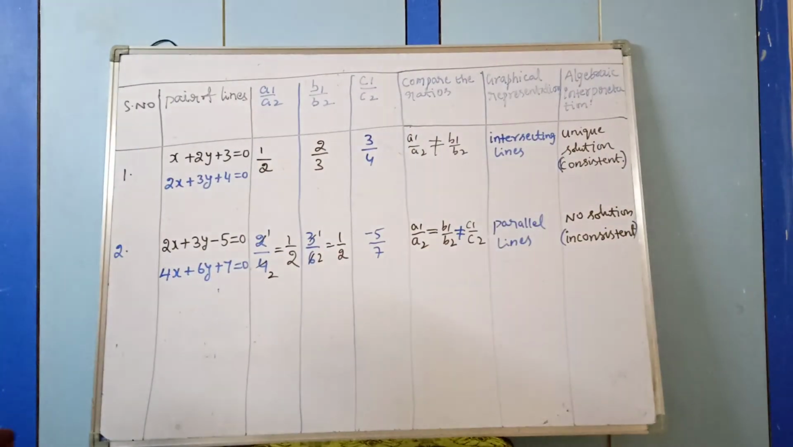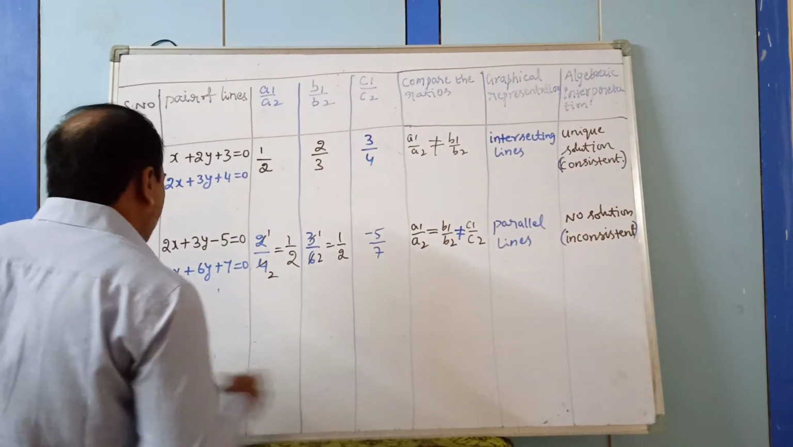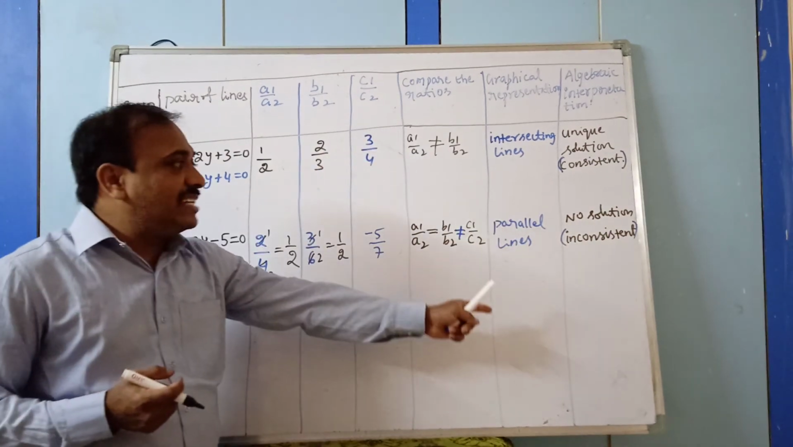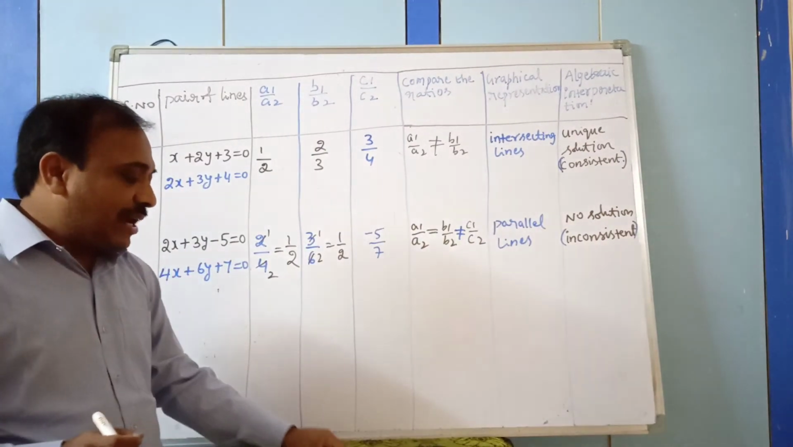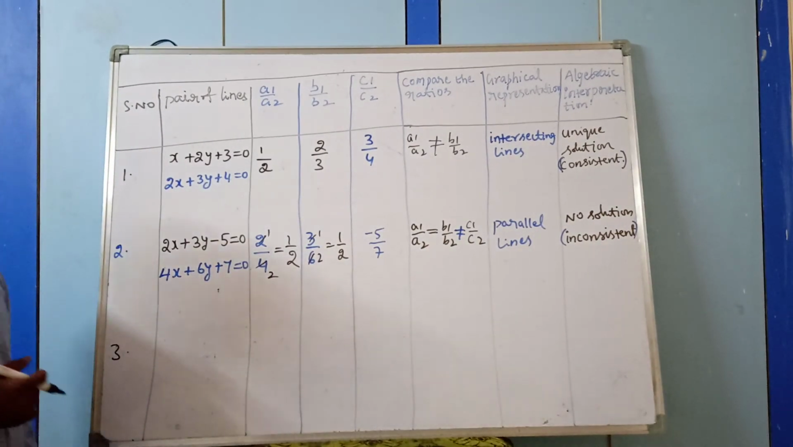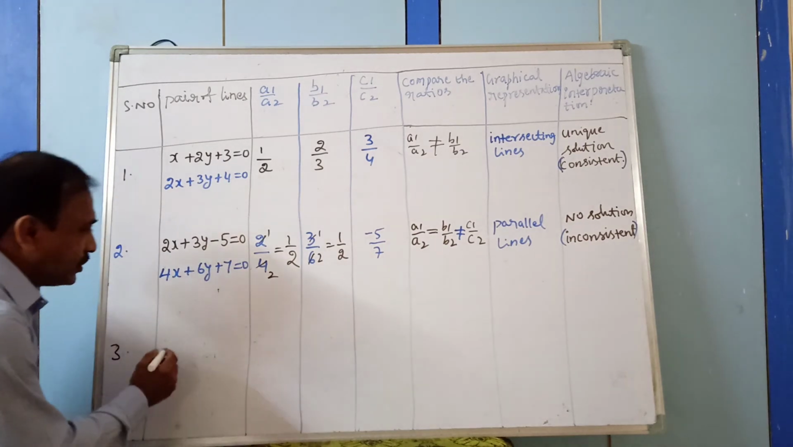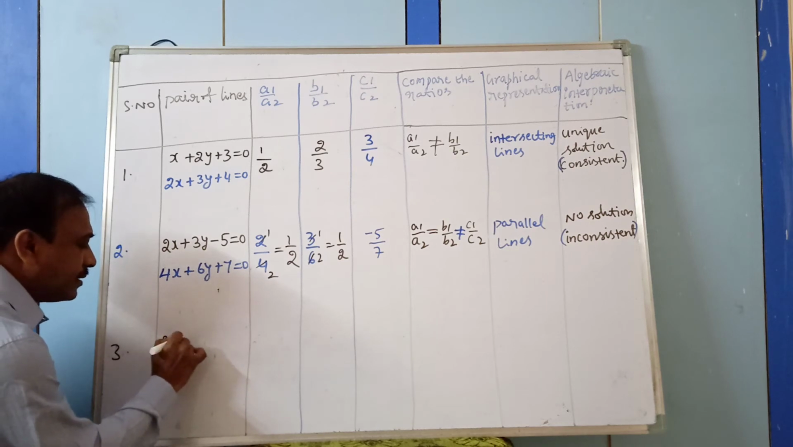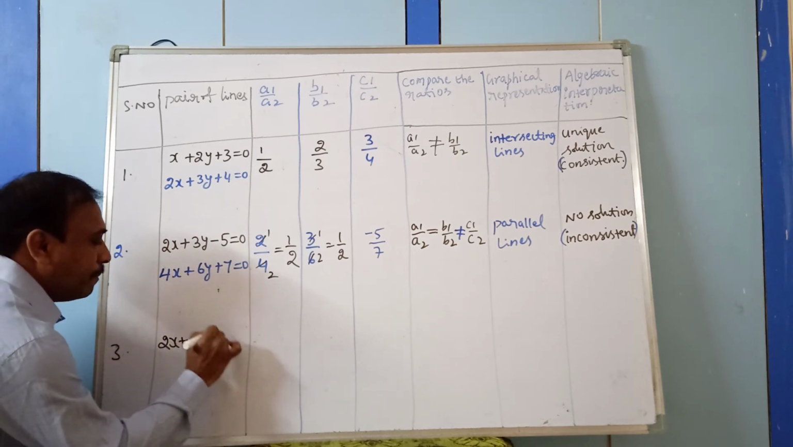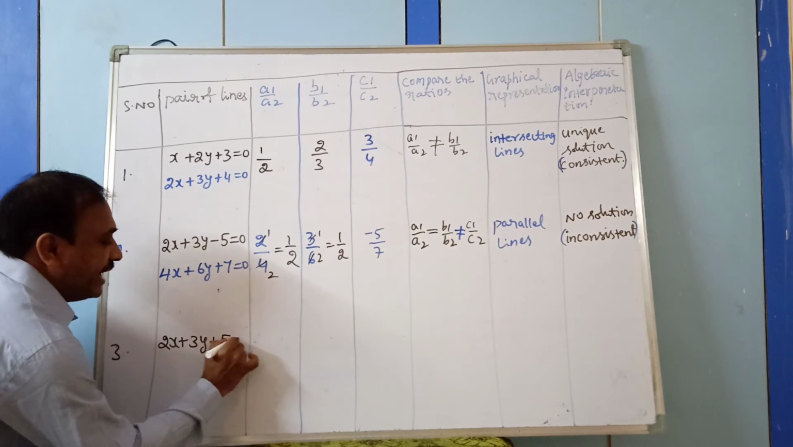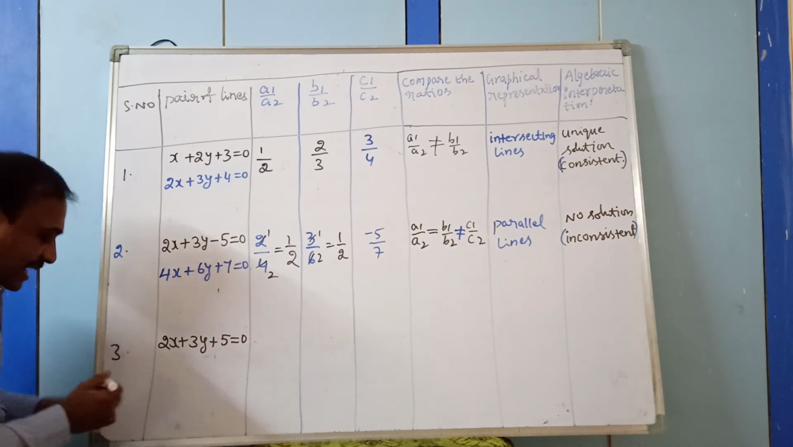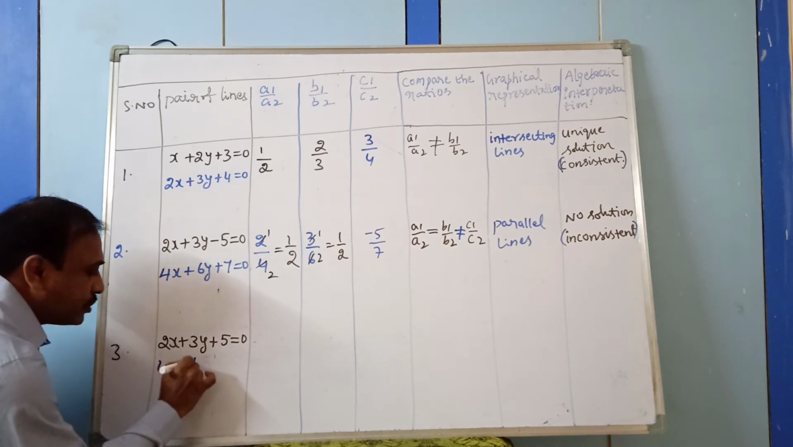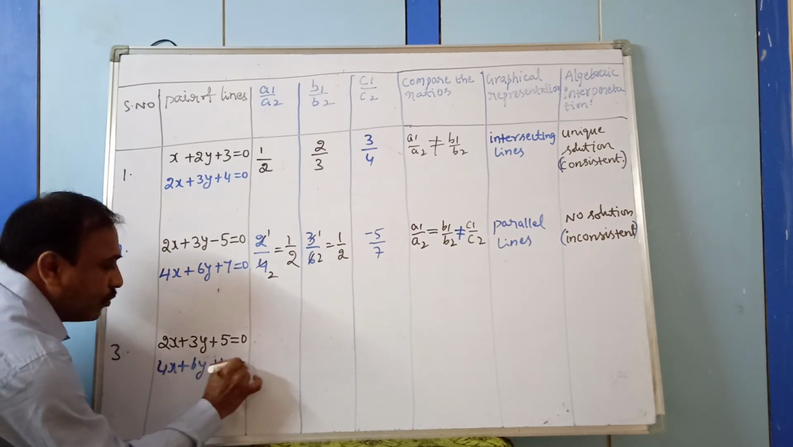Now the third one we see. Third case. Now one is intersecting lines, over. Parallel lines, over. Now we see one more, that is coincident lines. So example, coincident lines: 2x plus 3y plus 5 equal to 0. Then another equation I am taking, 4x plus 6y plus 10 equal to 0.